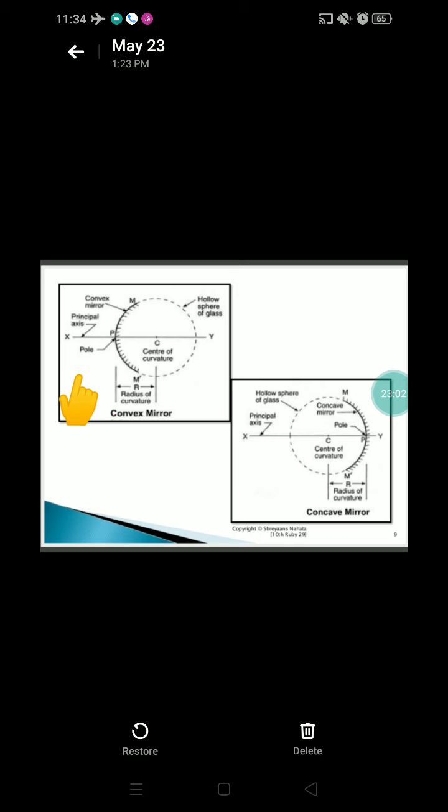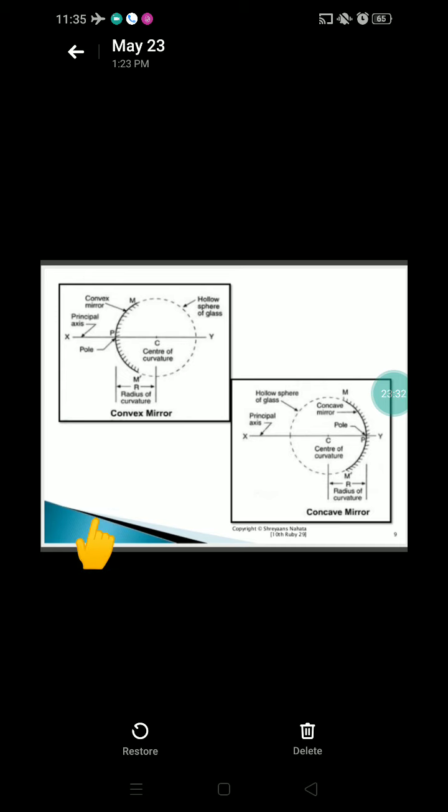In this figure, this XY represents this principal axis. Once again, students, principal axis is the line passing through pole and center of curvature, and in this figure, it is represented by the line XY. Once again, I repeat the four terms. First one, pole. What is pole?